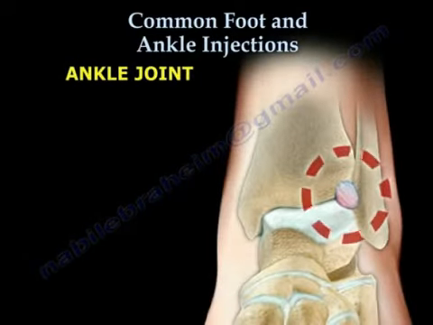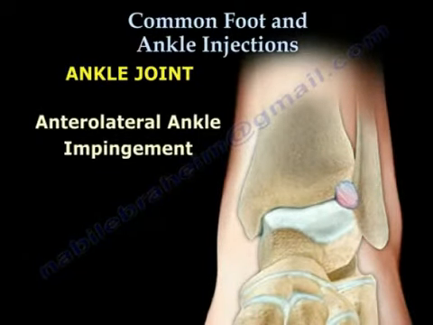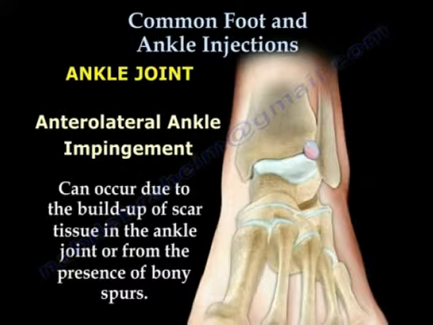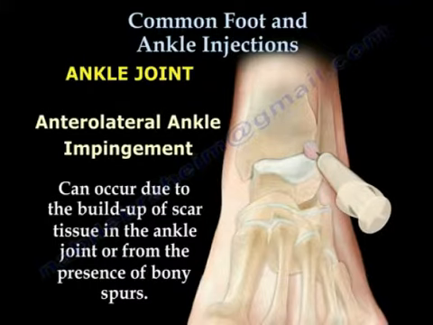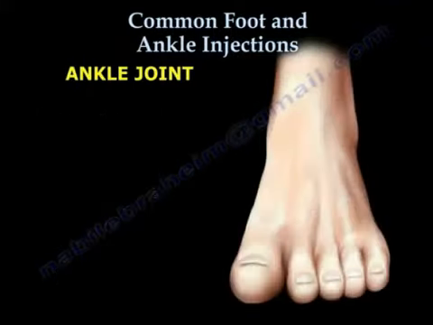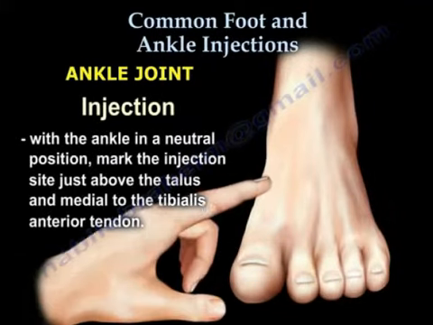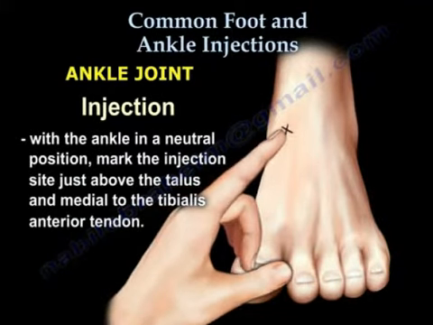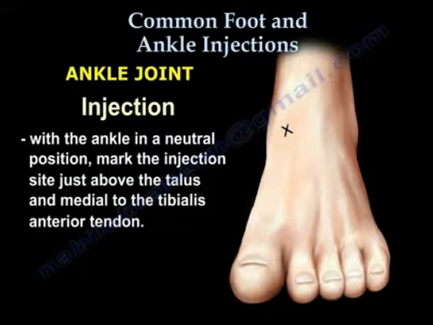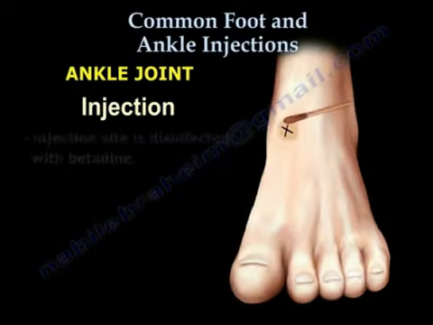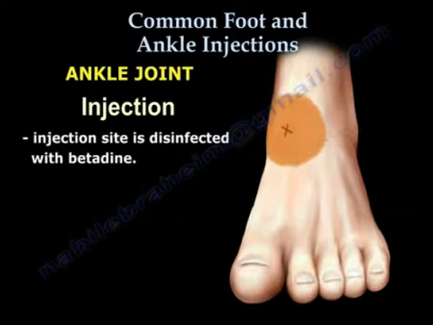Another condition that may need an ankle injection is called anterolateral ankle impingement. It can occur due to the buildup of scar tissue in the ankle joint or from the presence of a bony spur. With the ankle in a neutral position, mark the injection site just above the talus and medial to the tibialis anterior tendon. Use betadine solution.